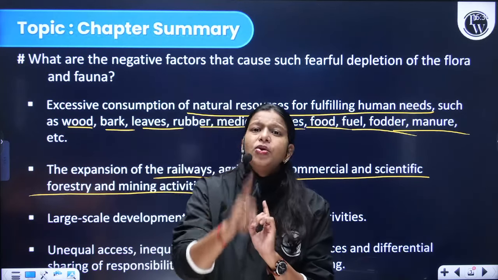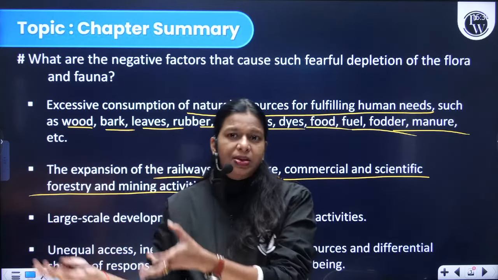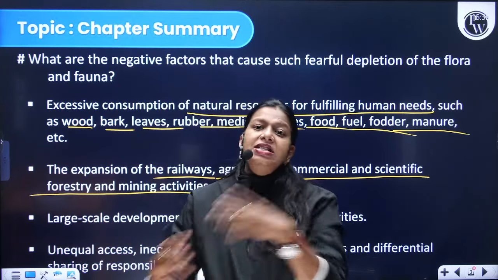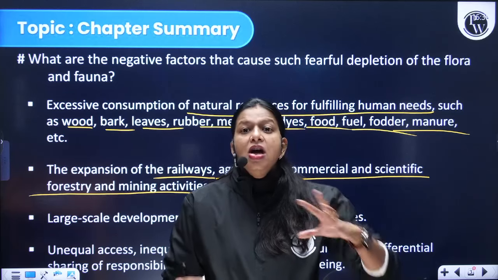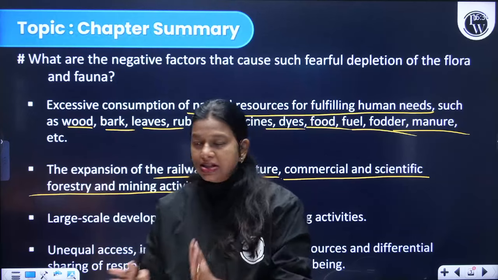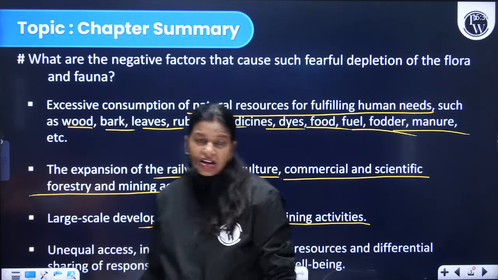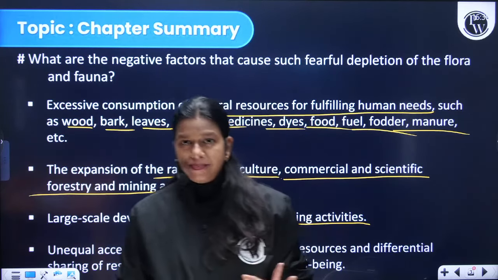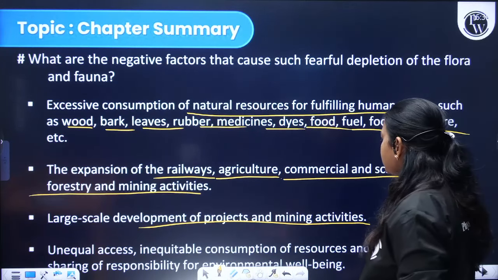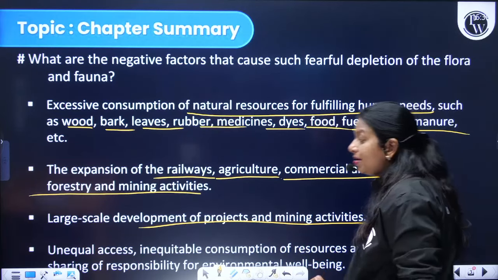And yes, poor management. We are utilizing the forest. That's something that is unavoidable. But we are not doing as much to reinstate the area, or to make sure that we are also growing the forest so that the loss can be compensated. Okay, large scale development projects like dams, mining activities, these are also hugely destructive for the nature. Unequal access, inequitable consumption of resources, and differential sharing of responsibility for environmental well-being.